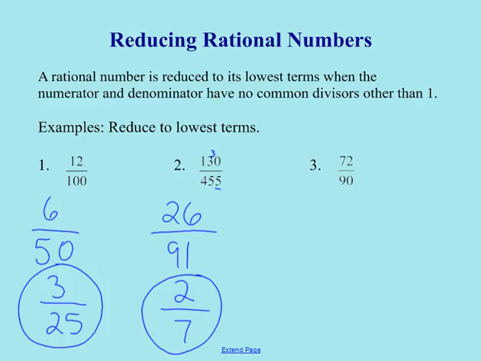And our last example, 72 over 90. So again, we're looking for a common divisor. You should be able to tell that 9 goes into both of these because 8 times 9 is 72, and 9 times 10 is 90. So we can reduce 72 over 90 to 8/10, but that's not reduced all the way because each of these can be reduced by 2 to 4/5.